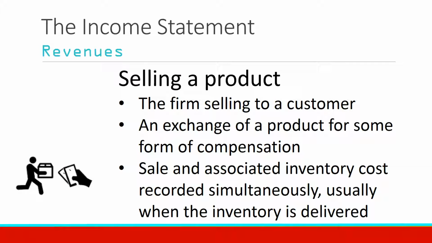So here's some things you should know about selling a product. The firm is selling to a customer. In exchange for a product, they receive some form of compensation. That doesn't have to be cash. It could be in the form of an account receivable, in other words, paying later, or it could be in the form of receiving some other type of good or service. Then the last key point is you have a sale and you have an associated inventory cost that are recorded simultaneously, and generally the time of the sale is when the inventory is delivered to the client.